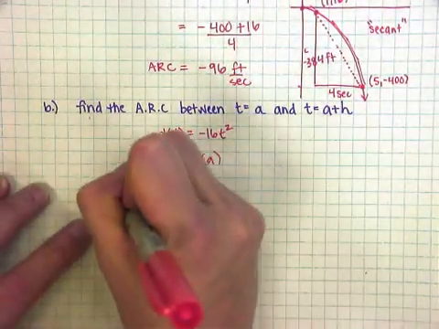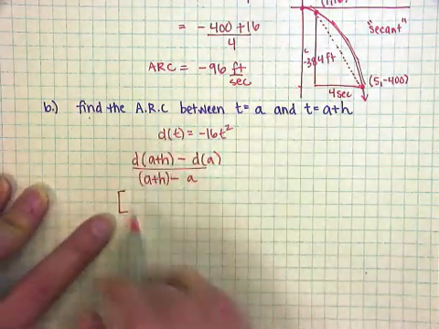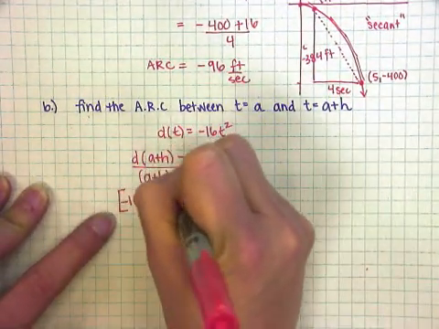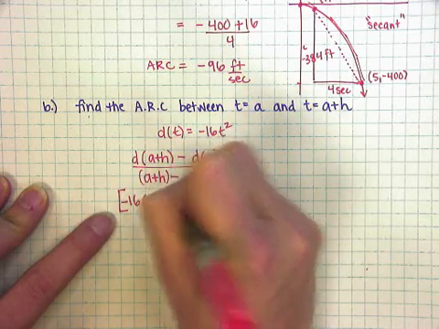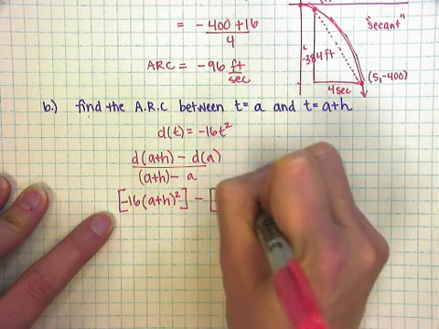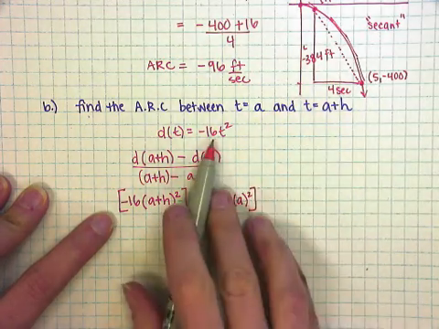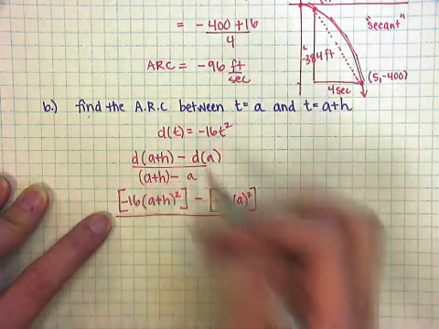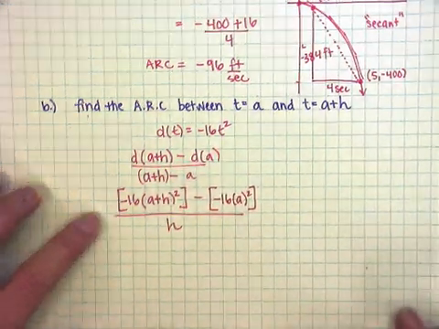Now we need to go ahead and plug it into the function. So using brackets, I have negative 16 times a plus h squared, minus negative 16 times a squared. So I'm just plugging it back into the original. On the bottom, a plus h minus a just leaves me with an h.